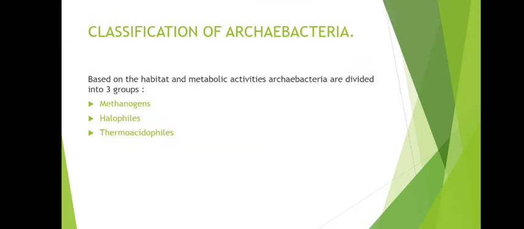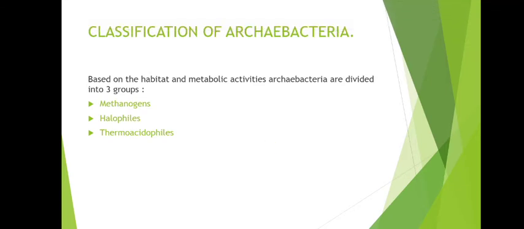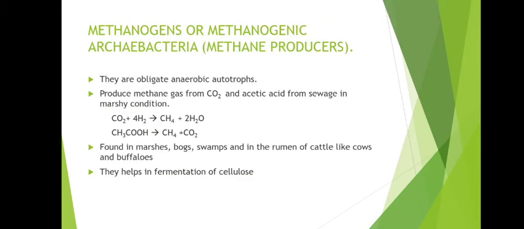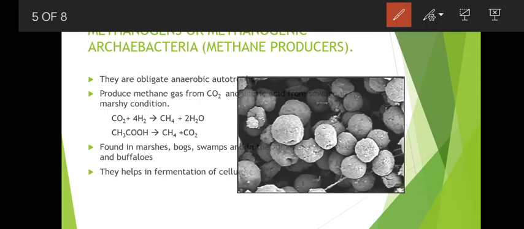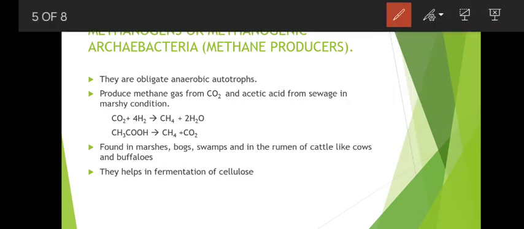Now next we come to the classification of Archaebacteria. Based on the habitat and metabolic activities of Archaebacteria, they have been divided into three groups. These are the Methanogens or the methane producers, Halophiles, and Thermoacidophiles. And now we are going to take a look at each of them in detail. First we come to the Methanogens or methanogenic Archaebacteria. They are also called the methane producers.